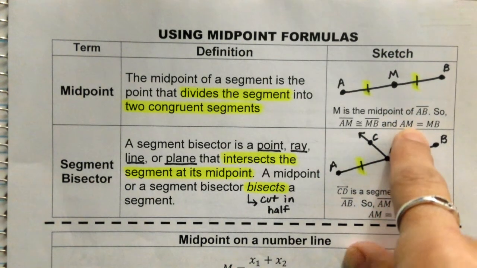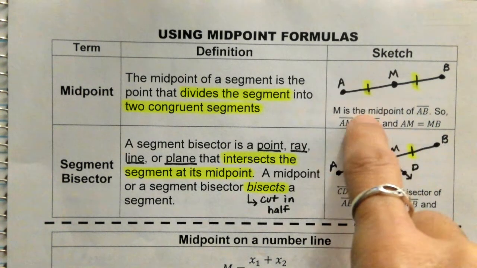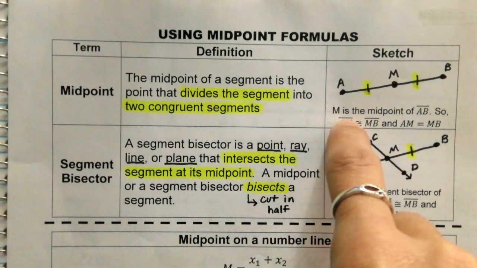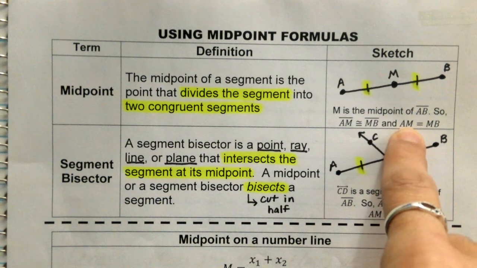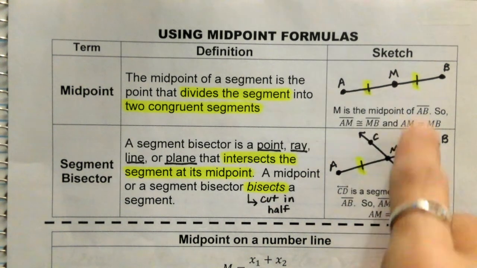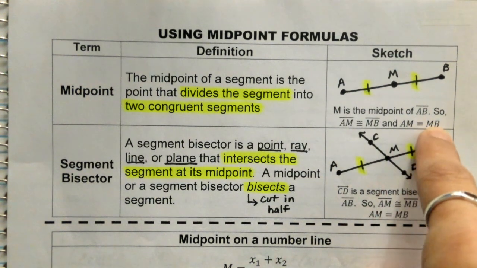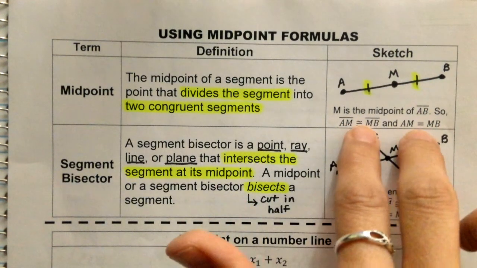Now we need to see how this says AM with no symbol above it is equal to, not congruent, so we're missing the little line above all of these. This is saying the length of AM, or the distance between A and M, is equal to the length of, or the distance between, M and B. So these two things are completely different.